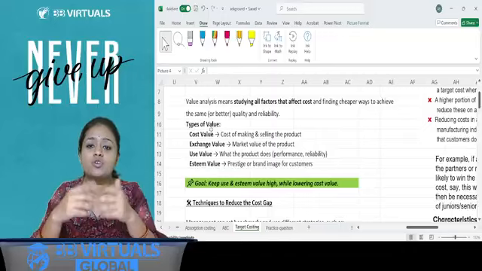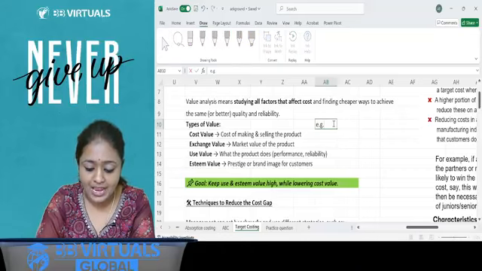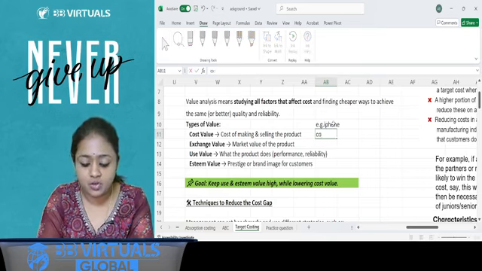What is cost value? The cost price of the product. So let's say if I'm taking the example of iPhone, what can be the cost value? The cost of iPhone.